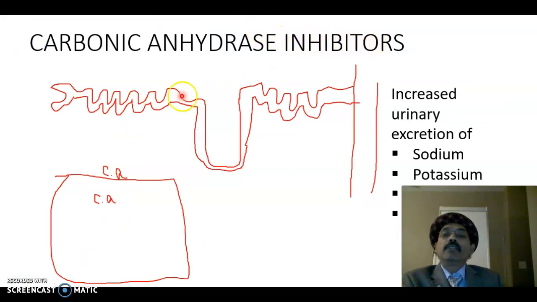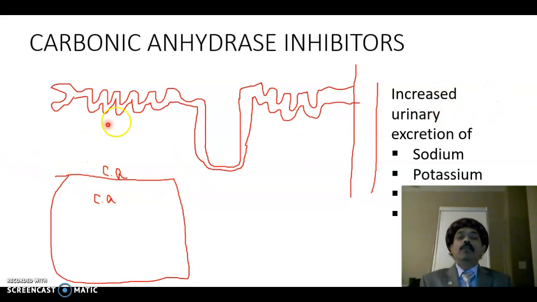The carbonic anhydrase inhibitor works in the proximal convoluted tubule. This is the nephron, Bowman's capsule. We should have the glomerulus here, efferent vessel here. This is the loop of Henle, thick segment, distal convoluted tubule, collecting duct. This is an epithelial cell, a cuboidal epithelial cell from this part of the nephron. And we have carbonic anhydrase inside the cell and also on the luminal surface, the brush border.